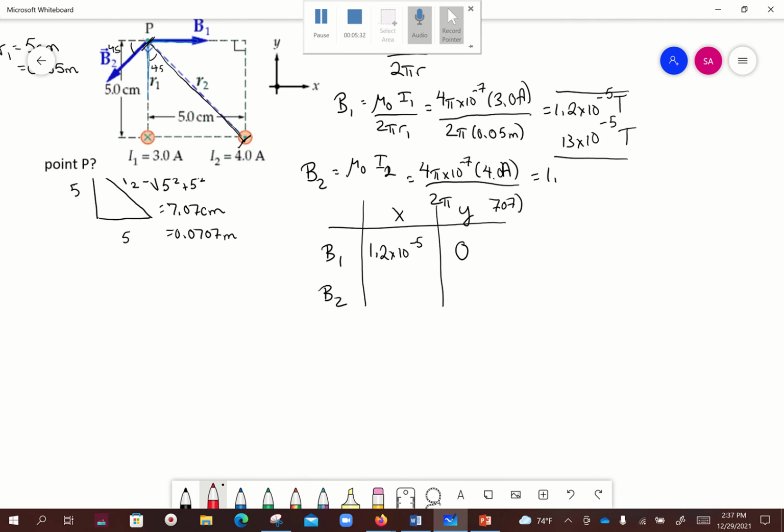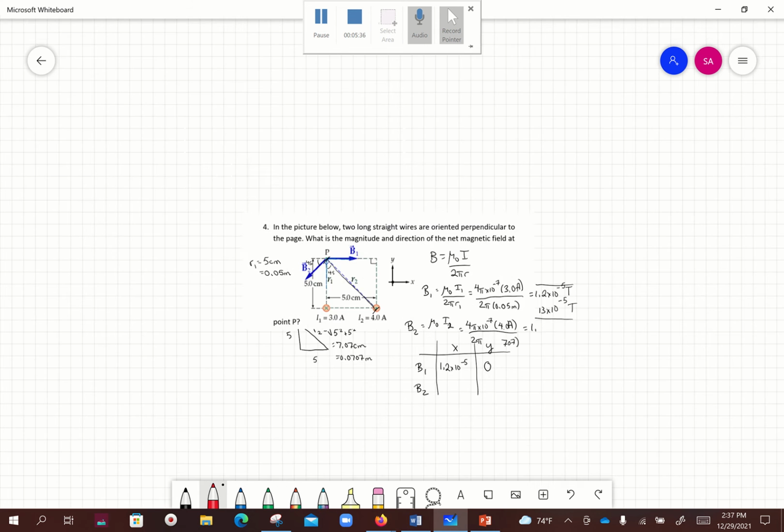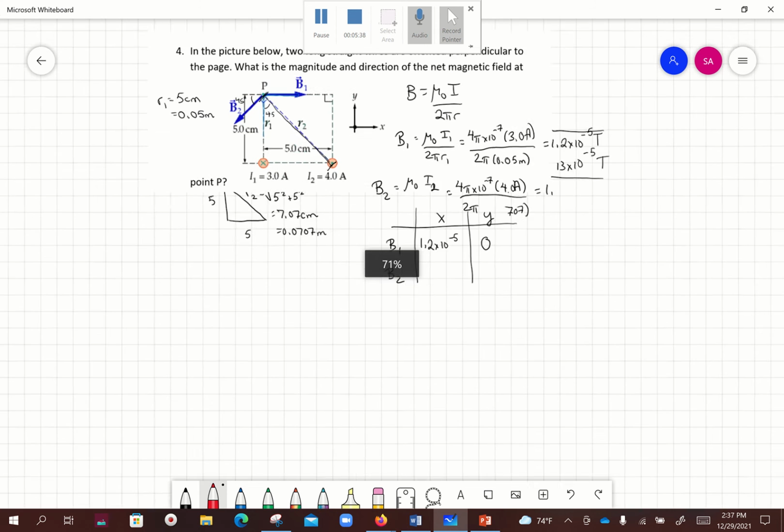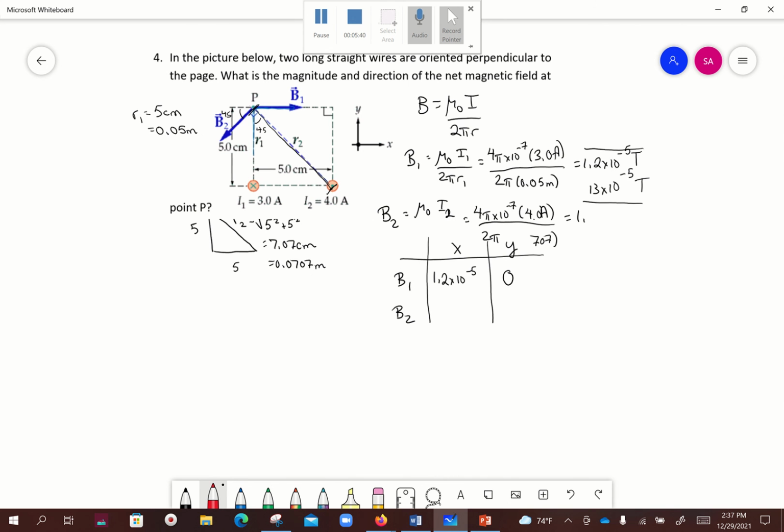Looks like I moved my numbers a little bit. Not quite sure how I did that. Let me see what happened there. Okay, so let me erase this just because it looks a bit messy. So this is 1.2 times 10 to the minus 5 Tesla. And this is 1.13 times 10 to the minus 5 Tesla.